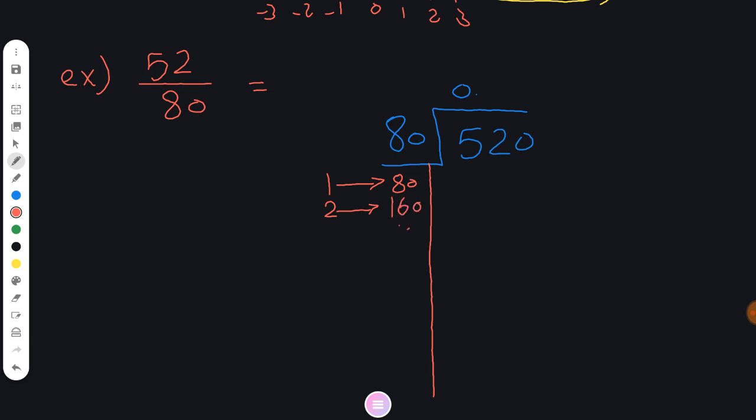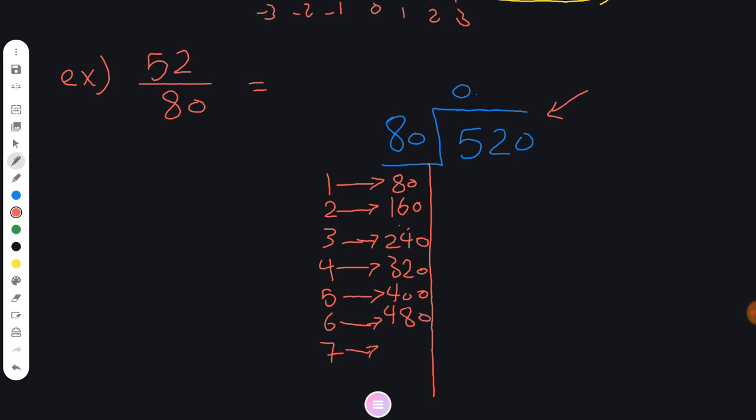And put 0. Yes? 3 times 8, 24, and put 0. 4 times 8, 32, 0. 5 times 8, 40, 0, that's 400. 6 times 8. Until what? I should do this until I reach 520. Okay, I want to reach this number. Okay, 6 times 8, 48 and 0. 7 times 8, 56 and 0. Okay, I exceeded the number 520.